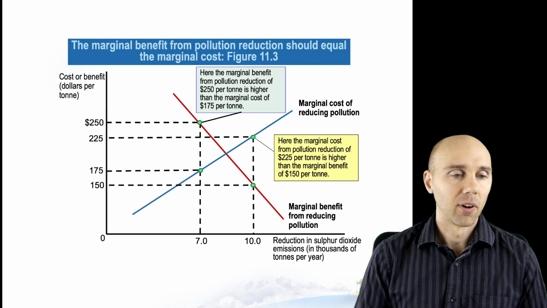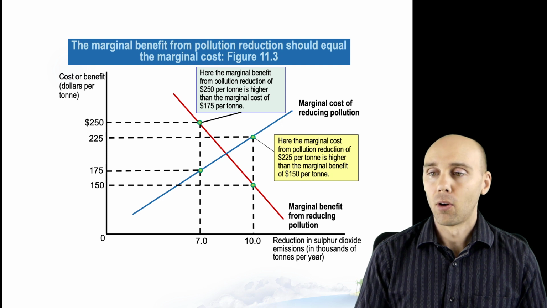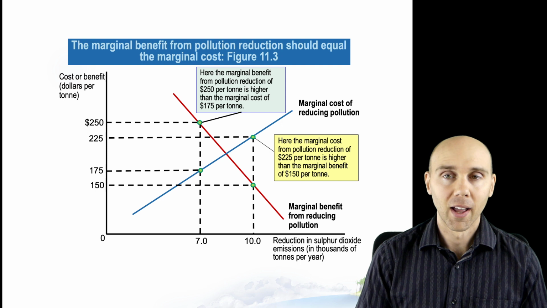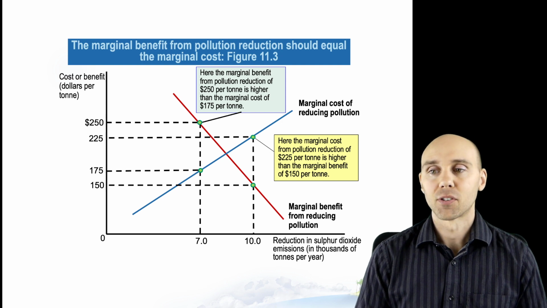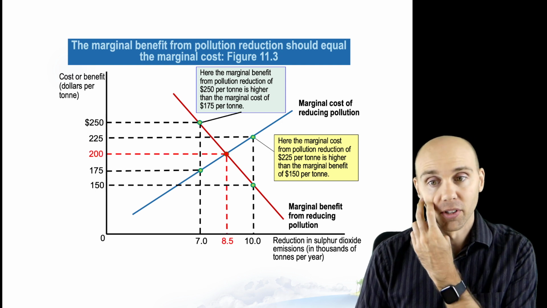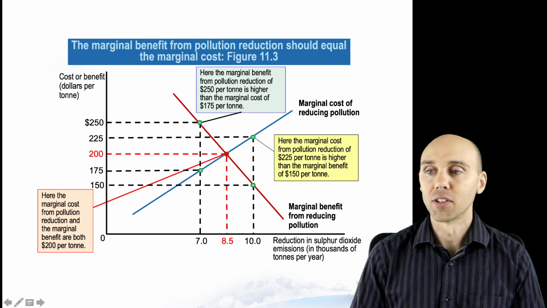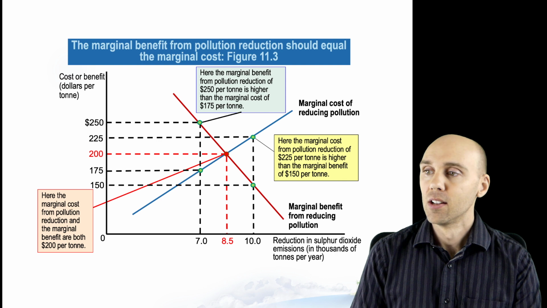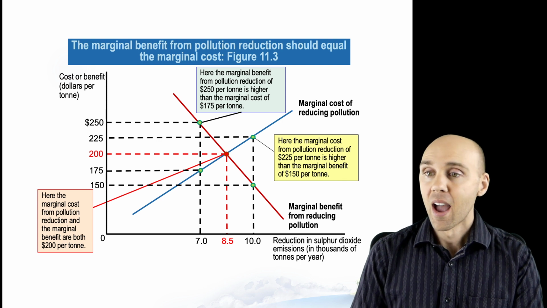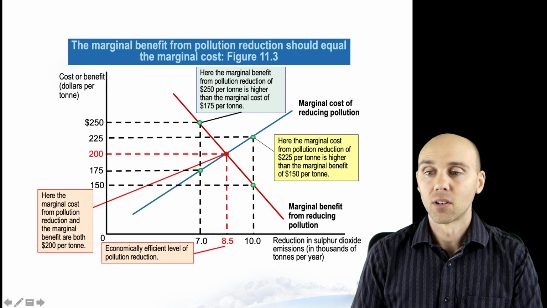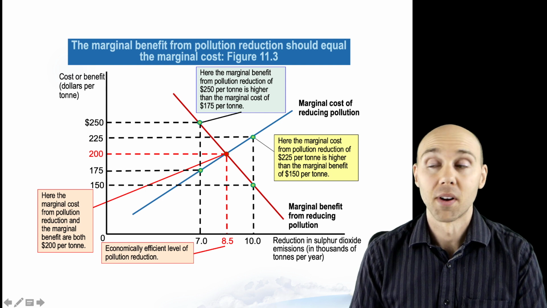So of course, if we've got the left and the right of the sweet spot being inefficient for different reasons, you already know by now where we need to end up, and that's right smack bang in the middle. So there's a situation where the marginal cost of pollution reduction and the marginal benefit are both exactly $200 per ton. And that gives us the economically efficient level of production, of pollution reduction rather.